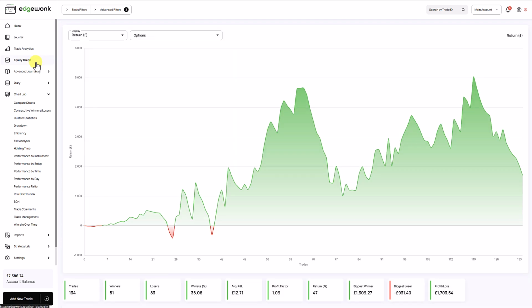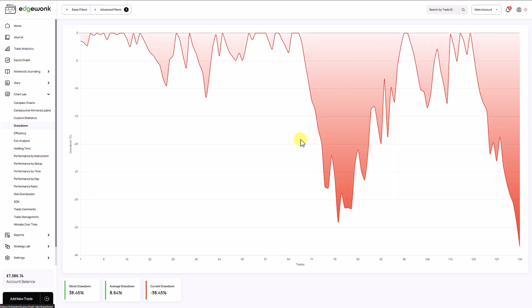Let's go to the equity graph, and we can see that it's not all great, and we have a significant drawdown period here where we go from plus 4,650 pounds to here just 1,000 pounds. So there was a major drawdown where the trader almost went back to break even. We can go to our drawdown graph, and you can see this is the drawdown here, a 34% drawdown. And currently he is in an even deeper drawdown of 38%.